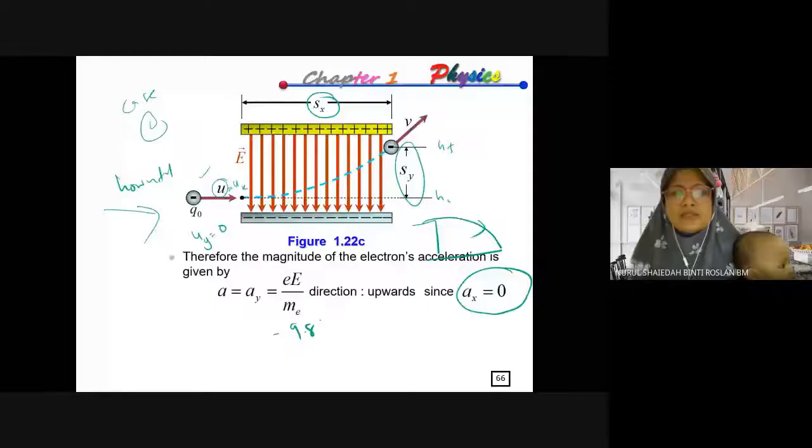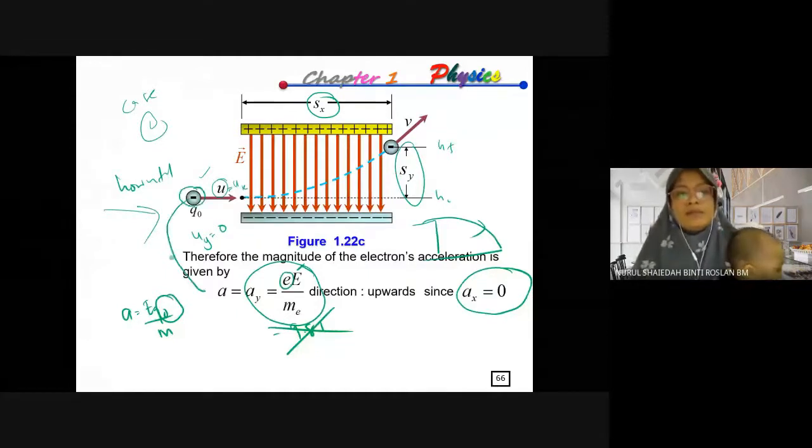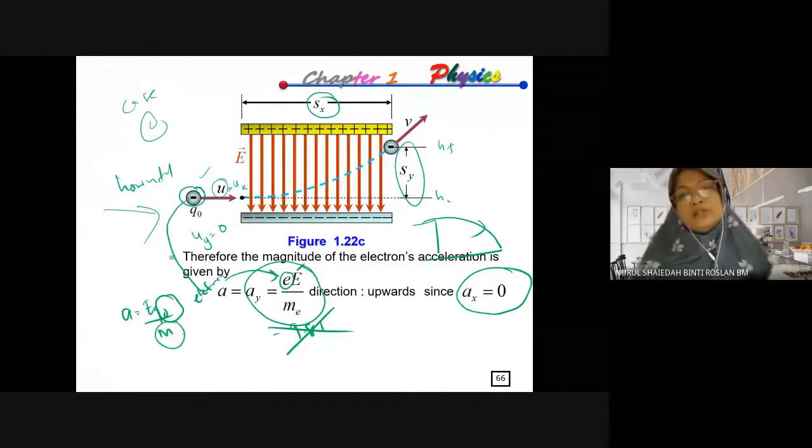Apa benda ni cikgu? Ingat tak tadi formula kita terbit? a equals to EQ0 over m. E ada. Q0 ni kenapa jadi e? Sebab dalam case you negative. Negative ni adalah electron. So that's why dia letak e. m ni adalah apa? Mass of electron. Di mana dua-dua ni ada dekat depan, dekat list constant ada m dengan e.